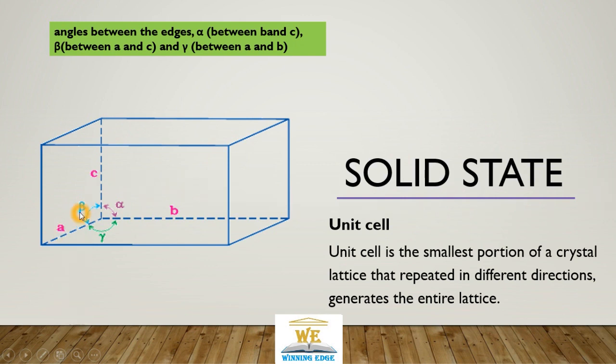Between a and c it will be beta, between a and b it will be gamma, between c and b it will be alpha. So we can consider alpha, beta, gamma as opposite to a, b and c. Whatever is missing: if a and c, it will be beta; a and b, gamma; c and b, alpha.